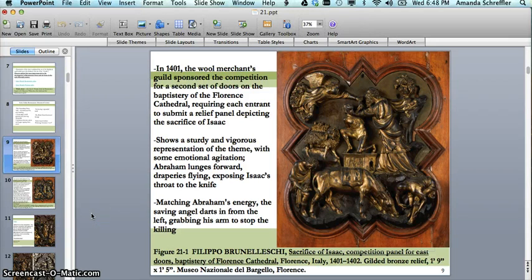And in case you don't know the story, the sacrifice of Isaac is that God asks Abraham to sacrifice his only son Isaac to show his devotion to the Lord.